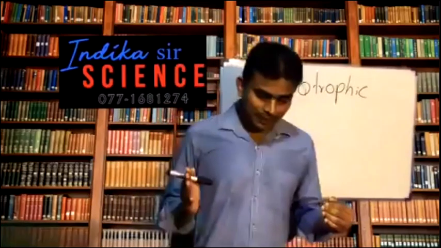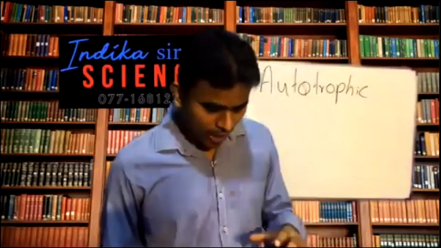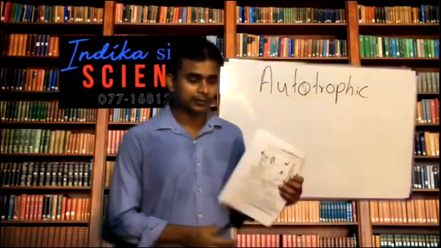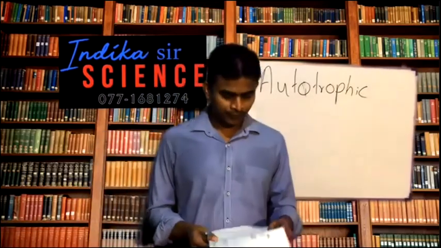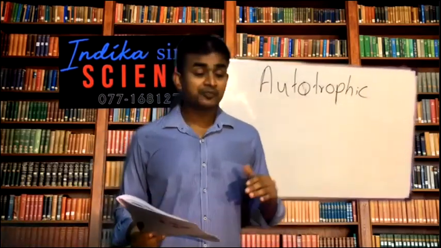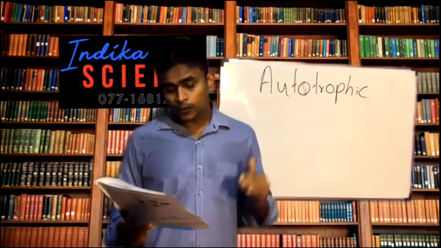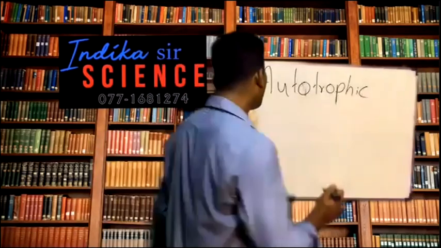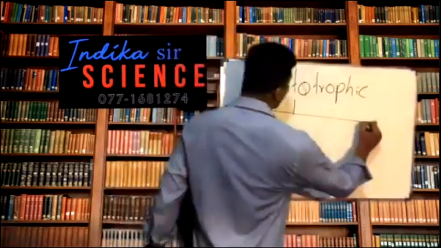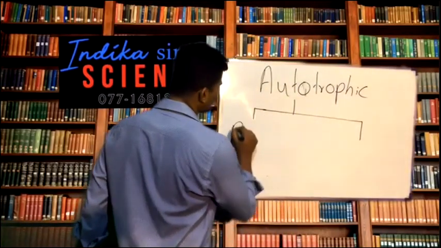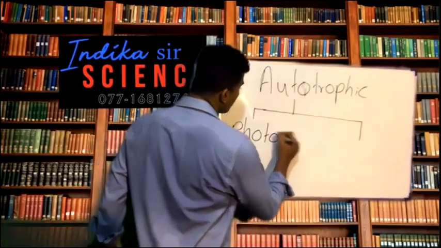You have been given a certain chart in your tute, look at the chart. Autotrophisms we divided into two types there, photoautotrophism and chemoautotrophism.